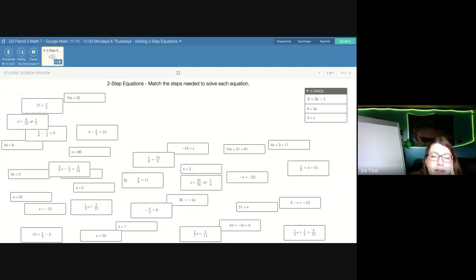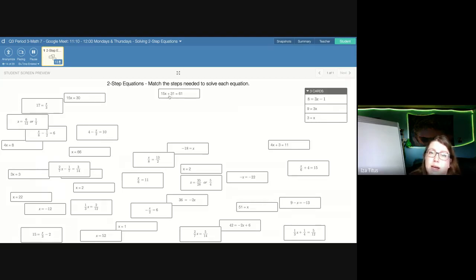Come on over to Desmos. All right, now I'm just gonna pick this one. So you can go along with me if you want, or you could be working on your own to organize things, or find whichever one you want to work on.